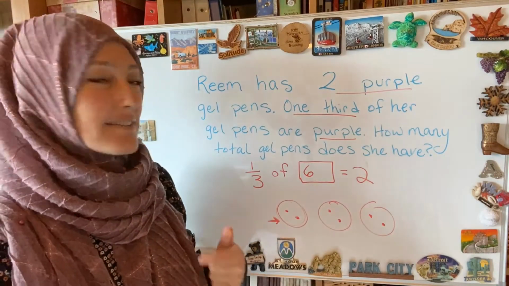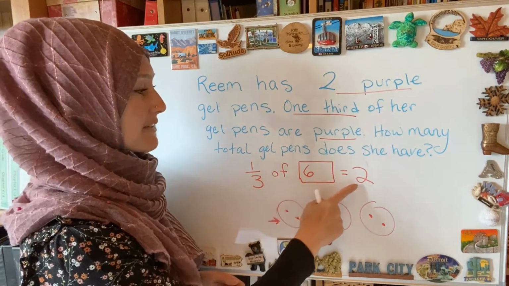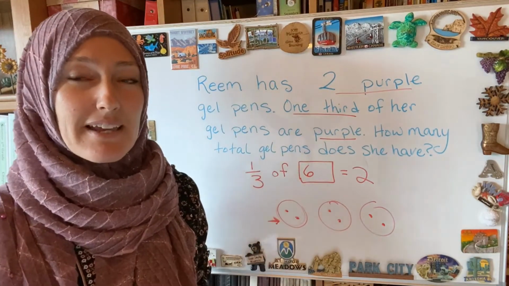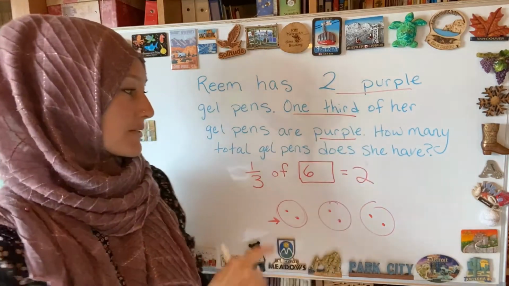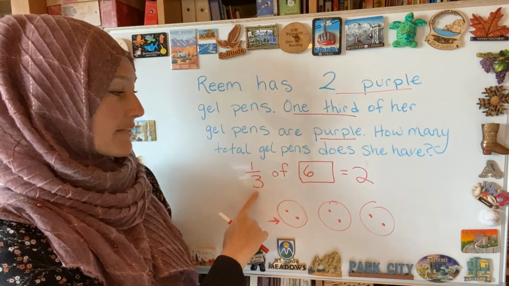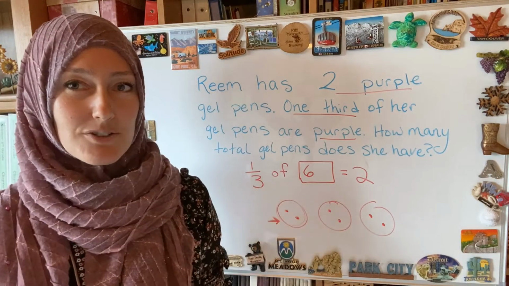To check this, I work backwards. If I said 1/3 of 6 is 2, that's the same as saying I have 6 and I'm splitting it into 3 groups. Kind of like dividing. How many are in each group? There's 2 in each group.